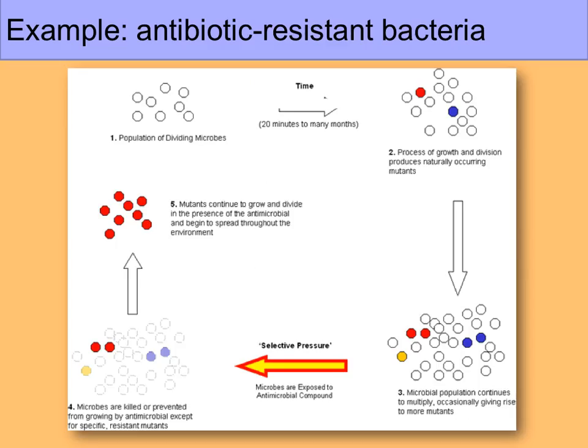the same thing happens with antibiotics. Let's see where we are. We've got a population of dividing microbes, bacteria in this case. Over time, they divide and they divide and they divide. They make exact copies of themselves. This is called cloning. In other words, each one is just like the parent, except that once in a while a mutation comes in.